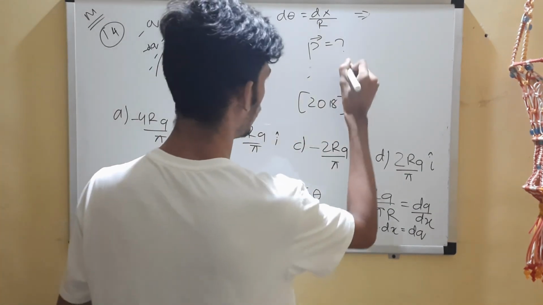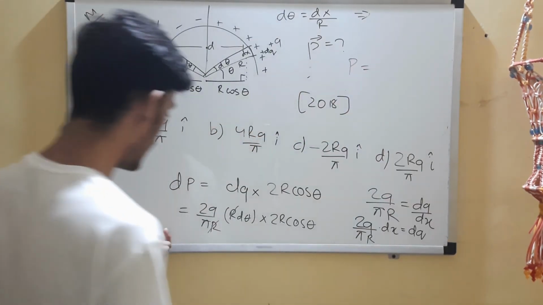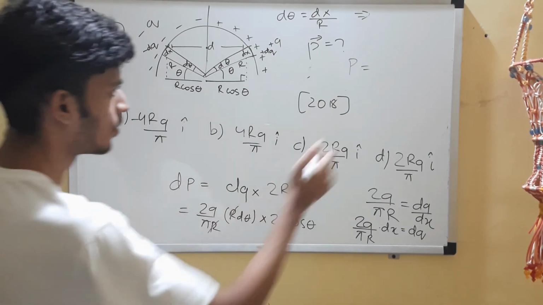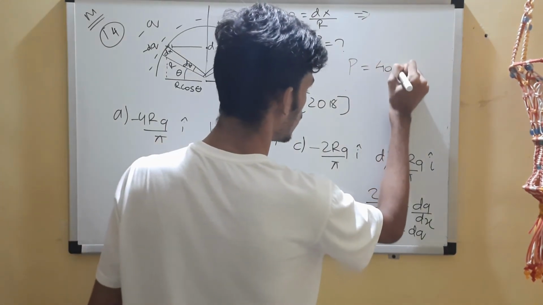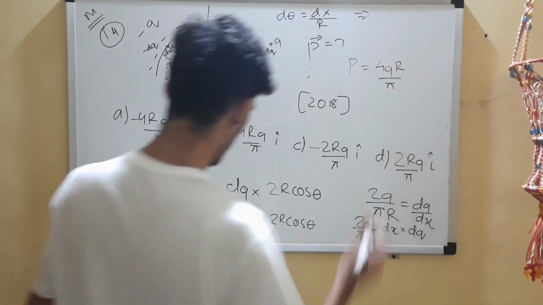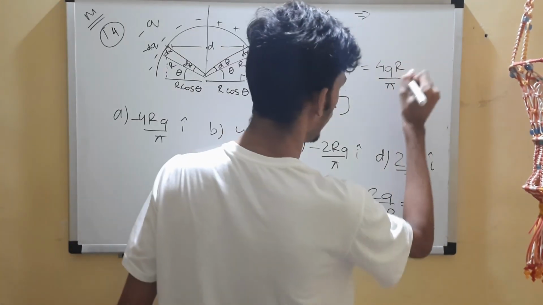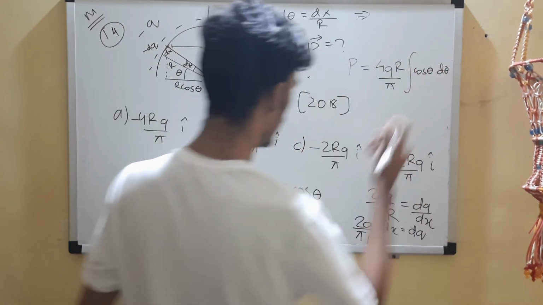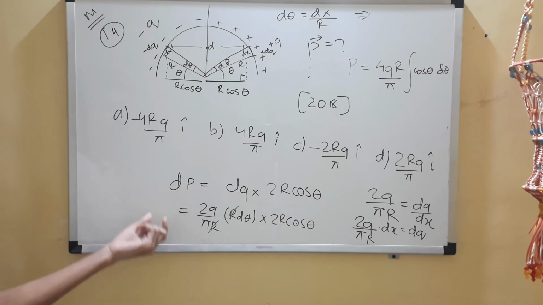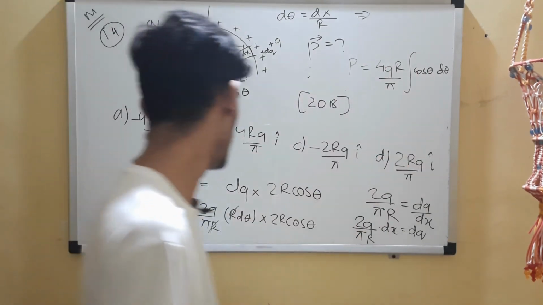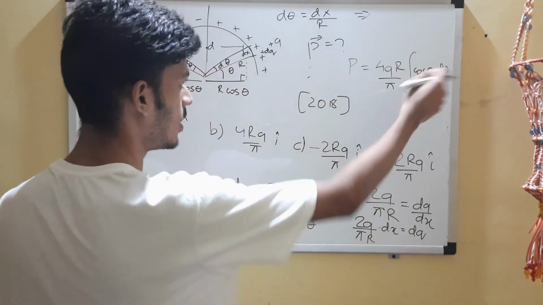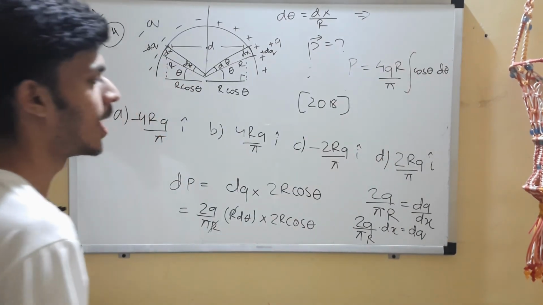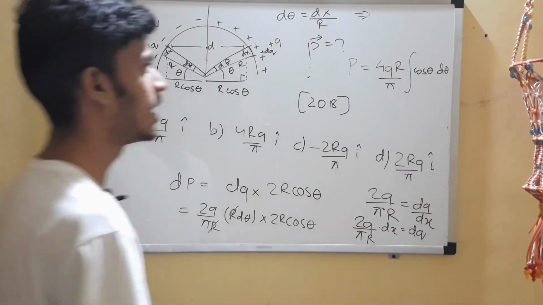So integration of dp will give us the dipole moment p. Now we have 4qr by pi and cos theta. Everything else is constant, so that will come out of the integration sign. dp becomes p and we have integrated the right hand side too, and this is the variable, right? All these are constant. 4qr by pi is constant. Now integration of cos theta.